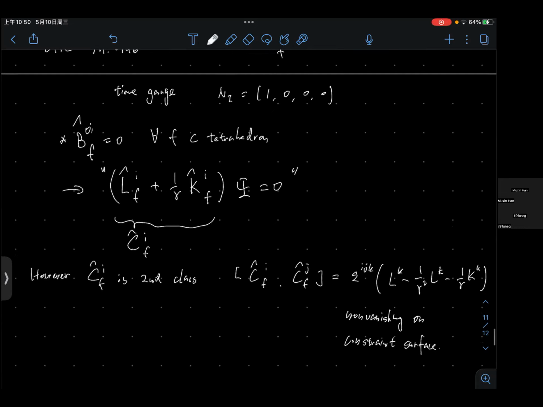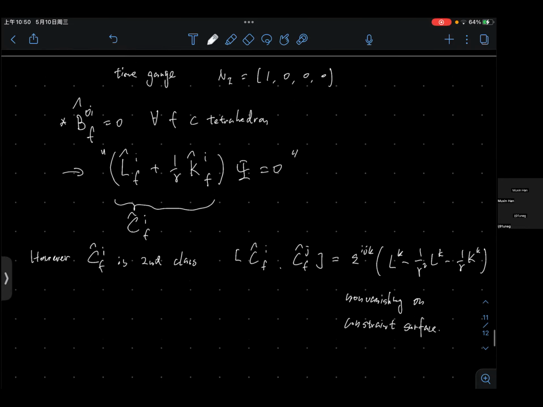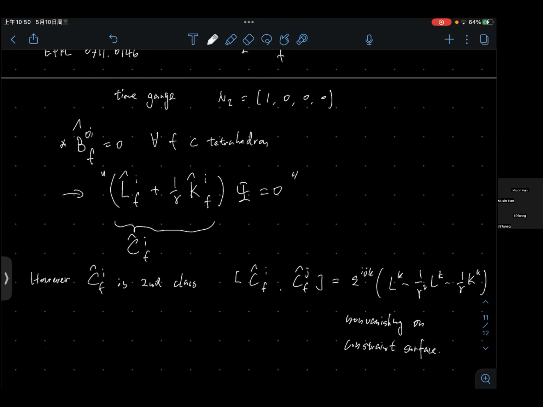Okay, so that's why this is a second class constraint. And the way to impose the second class constraint quantum mechanically is tricky. Yeah, because we have to impose the constraint weakly, to impose CFI weakly.